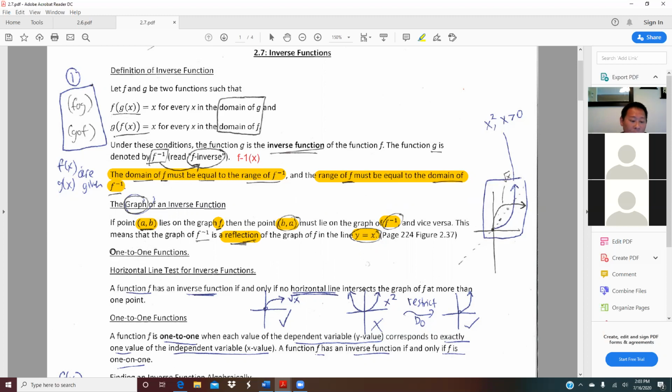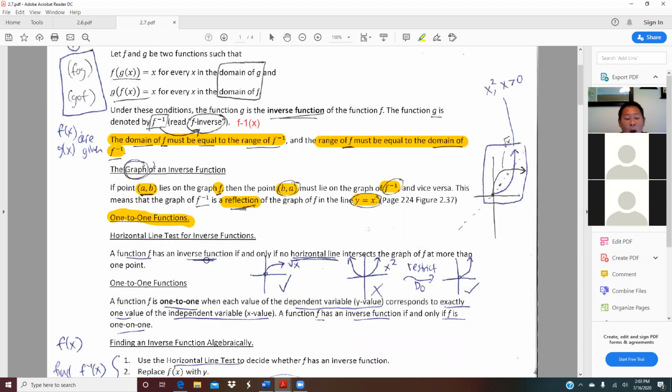Because of this. In order for us to have an inverse function, the function has to be one-on-one. And how do we check one-on-one? You have to do a horizontal line test. What is the horizontal line test? Only one point can be crossed on the horizontal line. If there is more than one point, then it does not have an inverse function. For example, the square root of x passes the horizontal line test because every horizontal line you draw crosses it once.